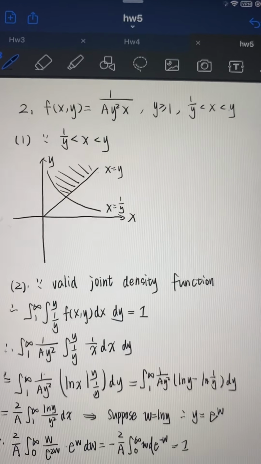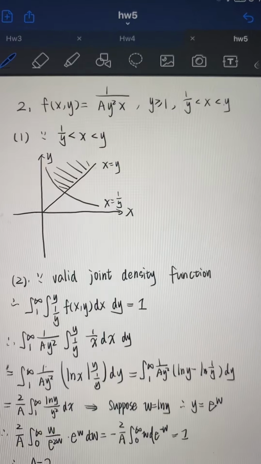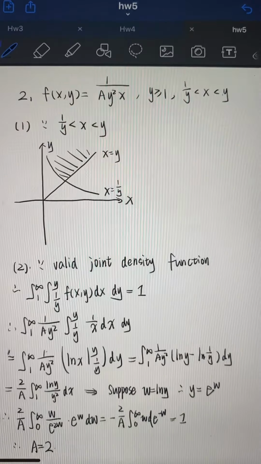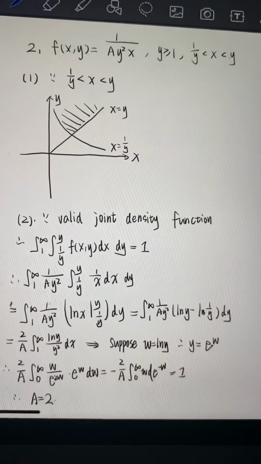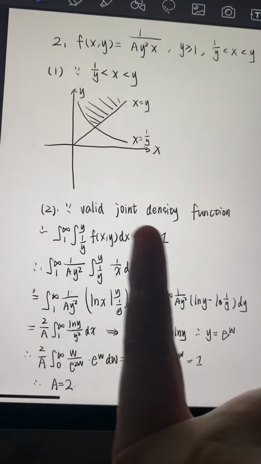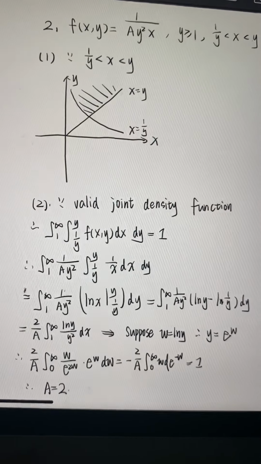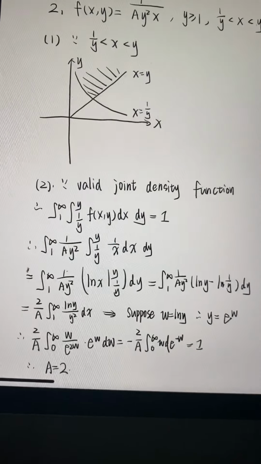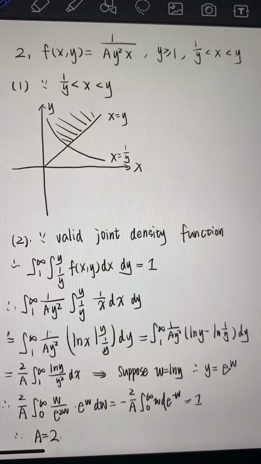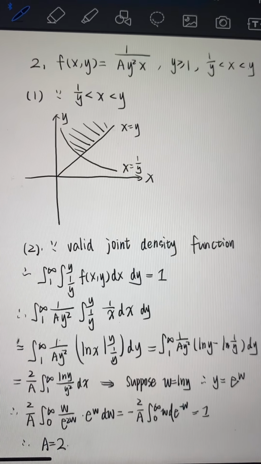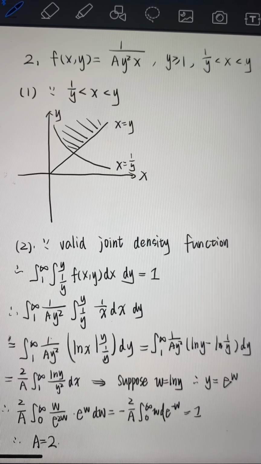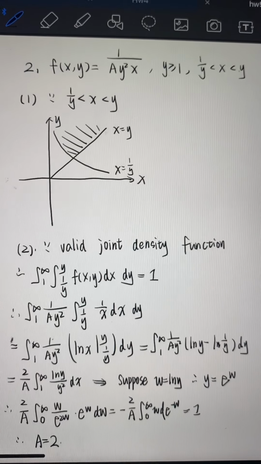As for question 2, we should find a so that f(x,y) is a valid joint density function. So as a valid joint density function, we can find that this equation means in this formula we can find a proper a that makes these coefficients valid.